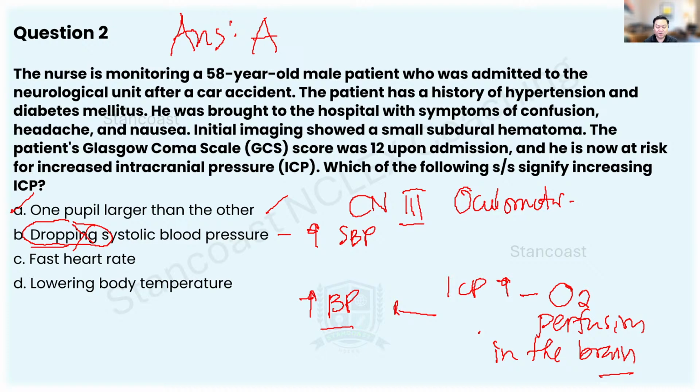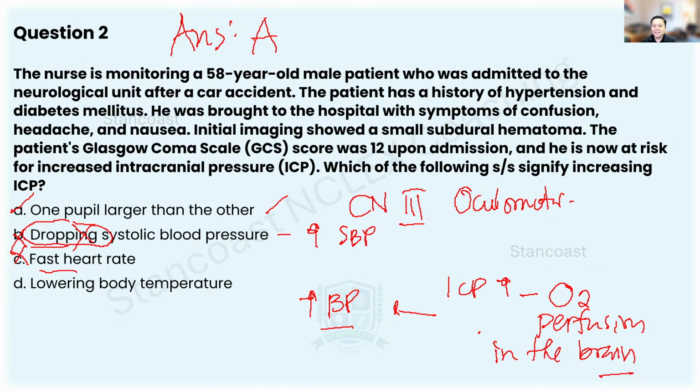All right, in order to protect the brain, in order to maintain blood supply, but still it is going to be ineffective because of the increasing pressure. It will be continuous, so the patient will just end up with systolic hypertension, but it's not going to be an effective compensatory mechanism. Our patient will have bradycardia, not tachycardia, so we are eliminating that one.